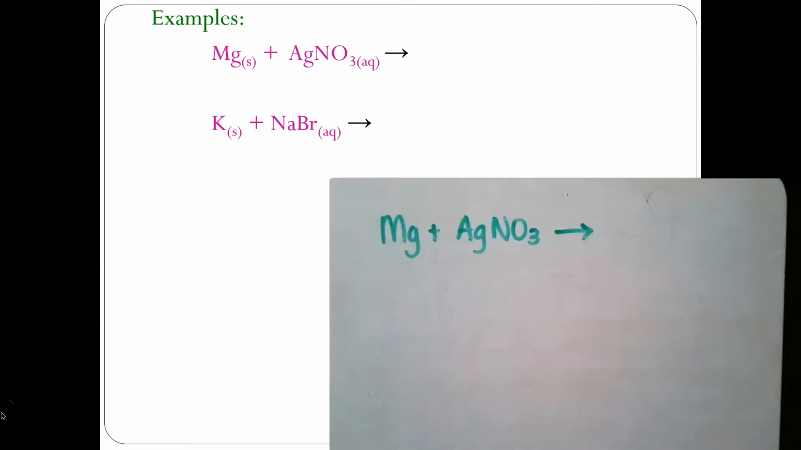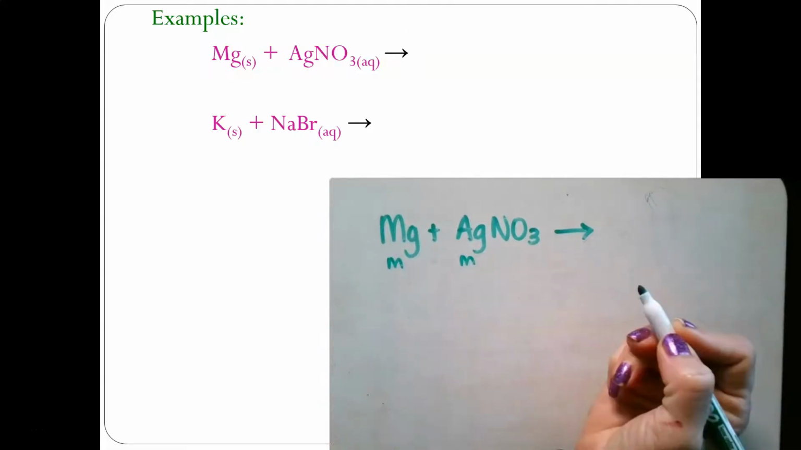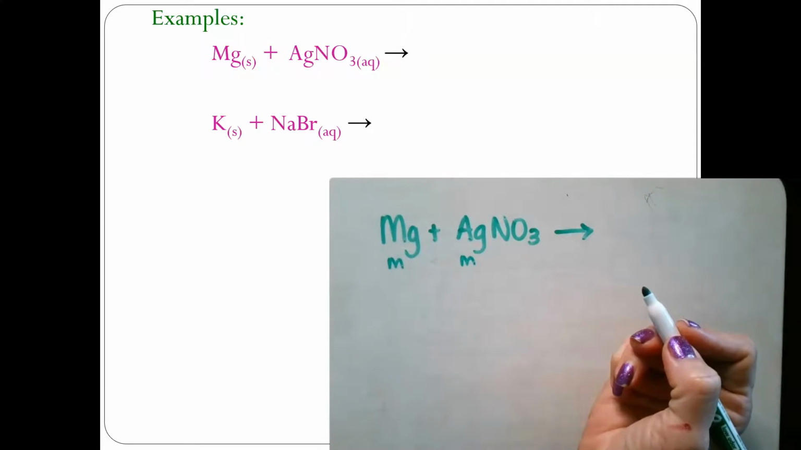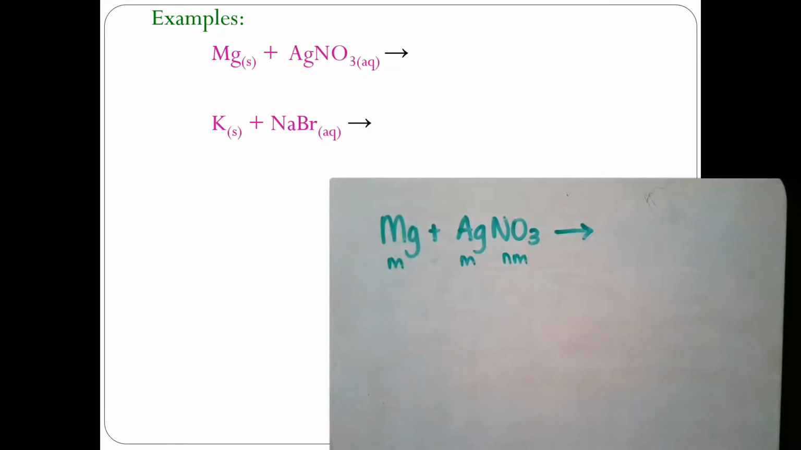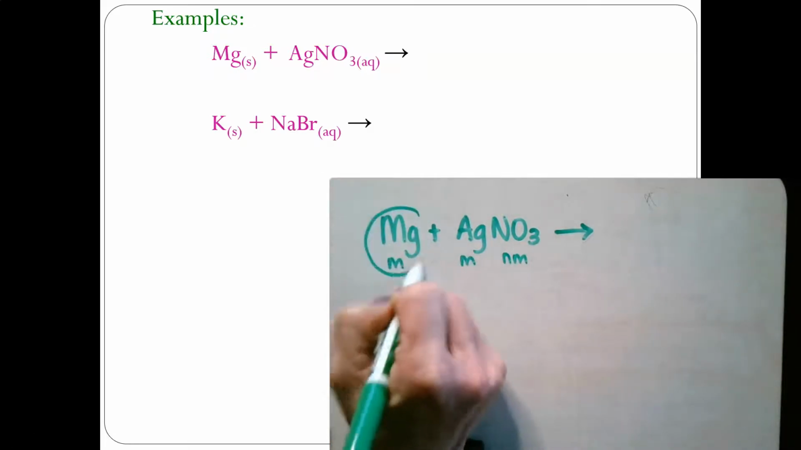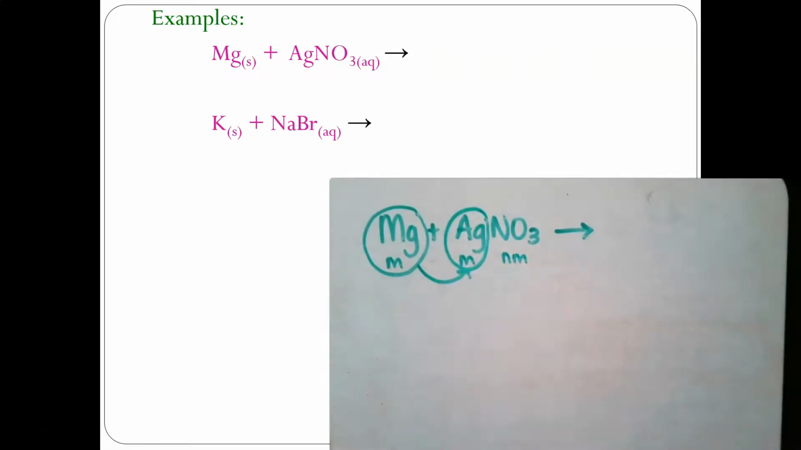First things first, let's look at this one. So magnesium is in group 2, and magnesium is a metal. And silver is a metal. And nitrogen and oxygen, this is nitrate, is a nonmetal. Now we know that what we want to do is magnesium is going to substitute in for silver and kick out silver. The next thing we need to do is figure out what their charges are.